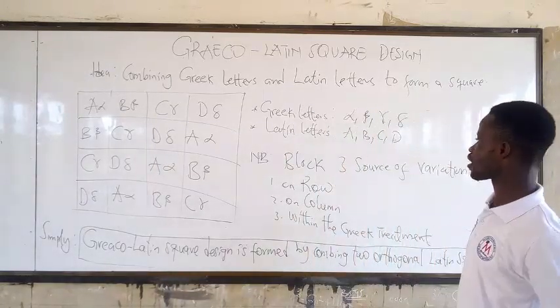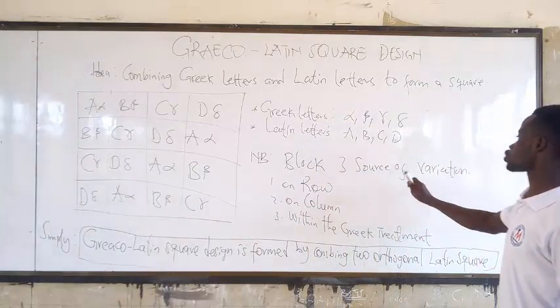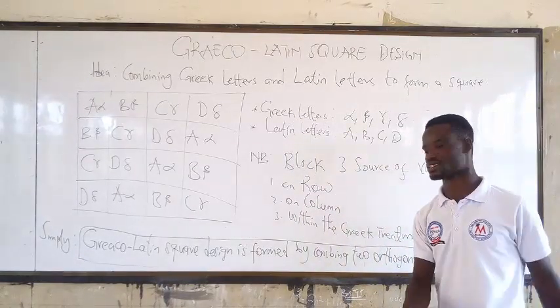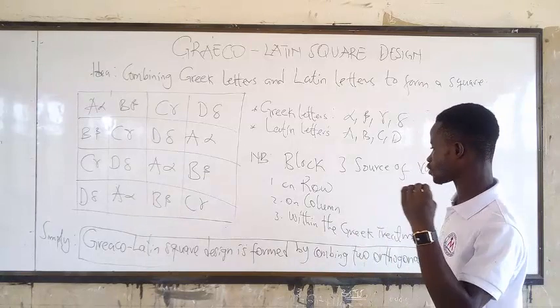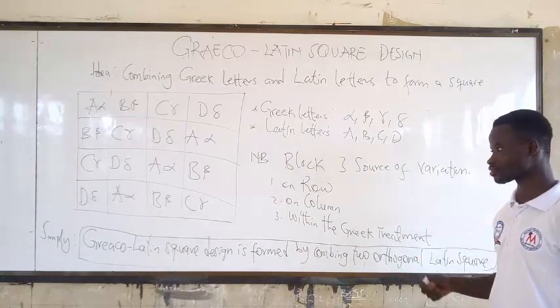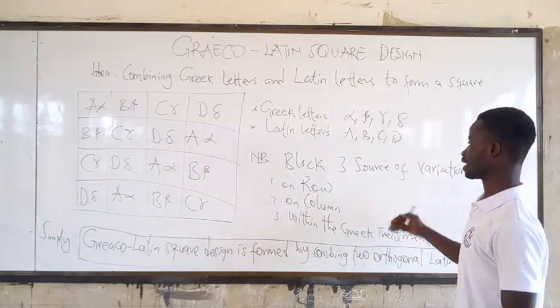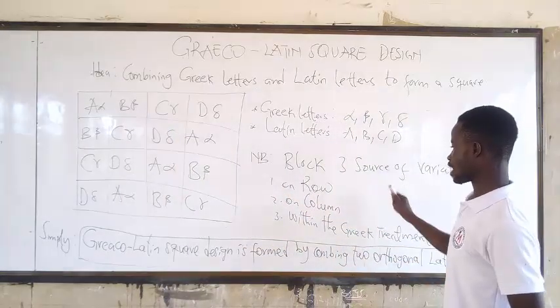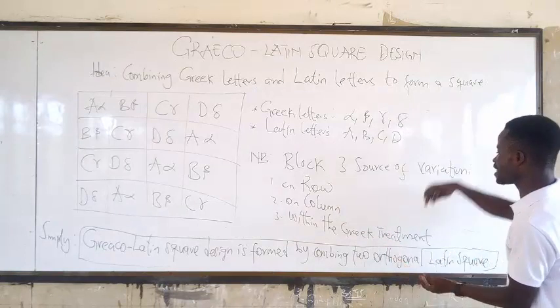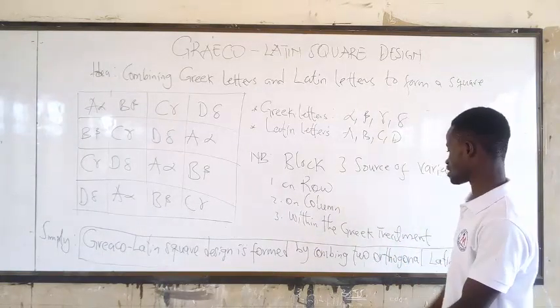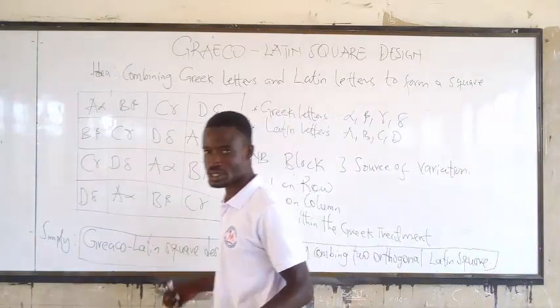Now, it blocks three sources of what? Variation. Don't forget that in the Latin square, it blocks two. Here it blocks three. One is the row, the column, and within the Greek treatment.